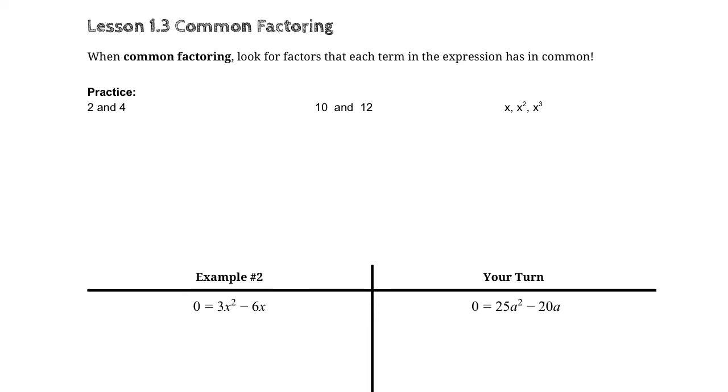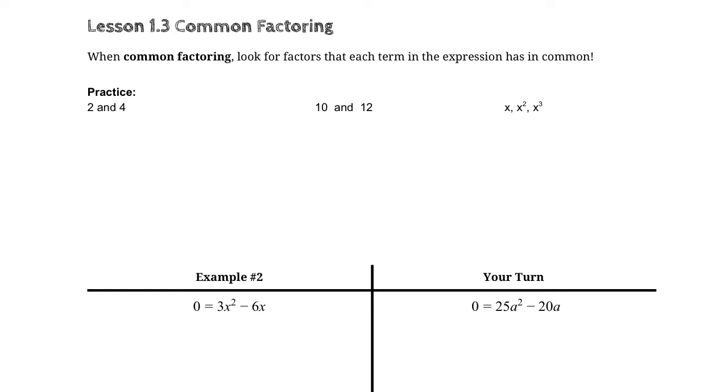In order to turn a quadratic equation in expanded form into factored form, you need to factor the equation. One of the most basic types of factoring that can be applied is a method called common factoring. In common factoring, you are looking for factors that each term in the expression has in common.